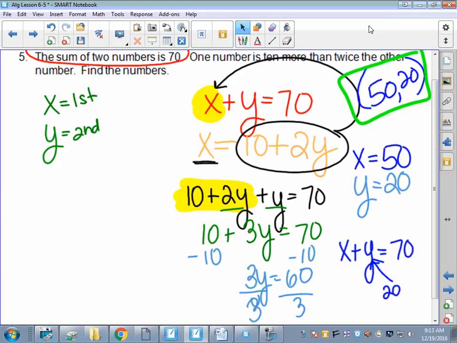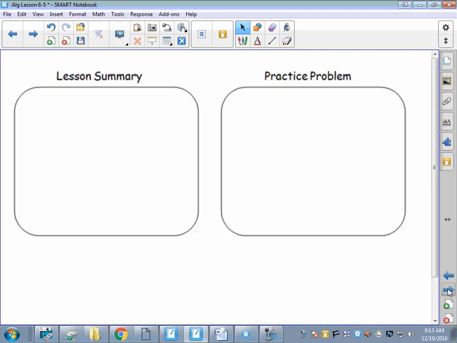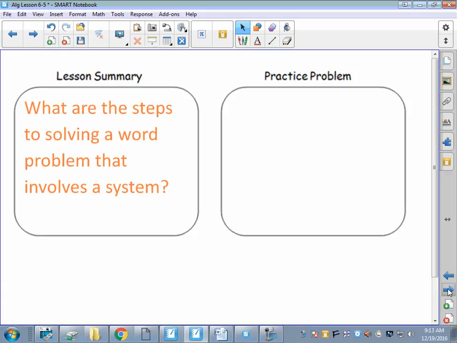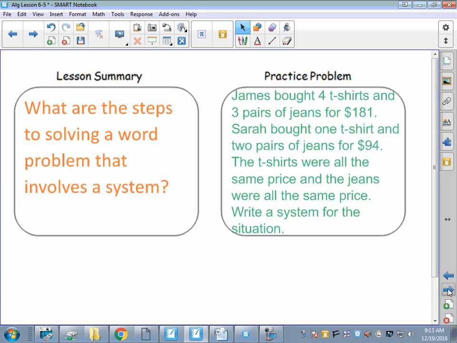Once you get the hang of setting them up, then you just go back to our solving things. And this is why what we talked about, that best method, what seems like the best way to solve. So let's skip number 6. Here's what I need to know from you. What are the steps to solving a word problem that involves a system? So how do you actually do them? Don't write out the question, just write out the answer. And I want you to write the system. If you want to solve it, go ahead, but I want you to write it.